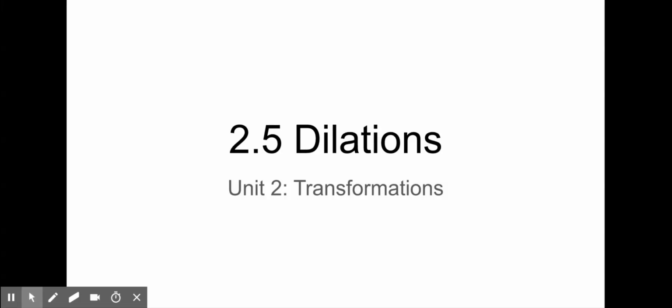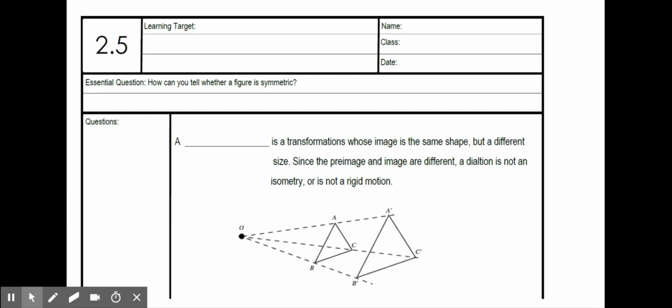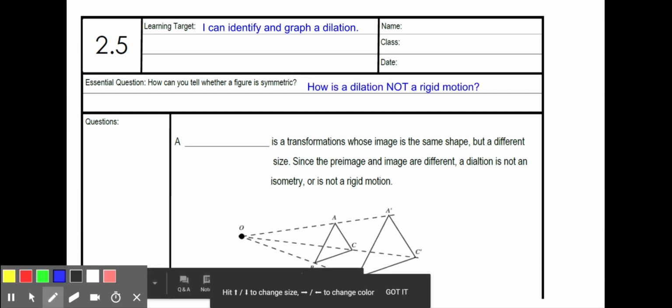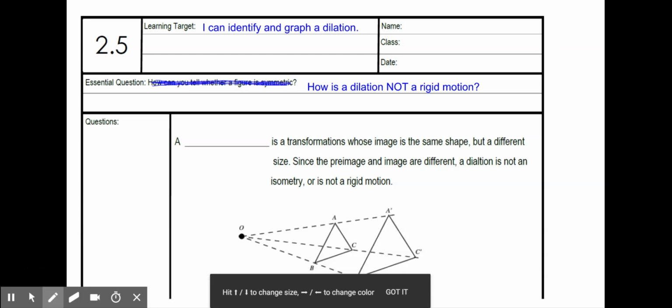Today we're going to look at dilations, which is a change in the coordinate plane. Our learning target is I can identify and graph a dilation, and our essential question is not the one that's printed, but is how is a dilation not a rigid motion?